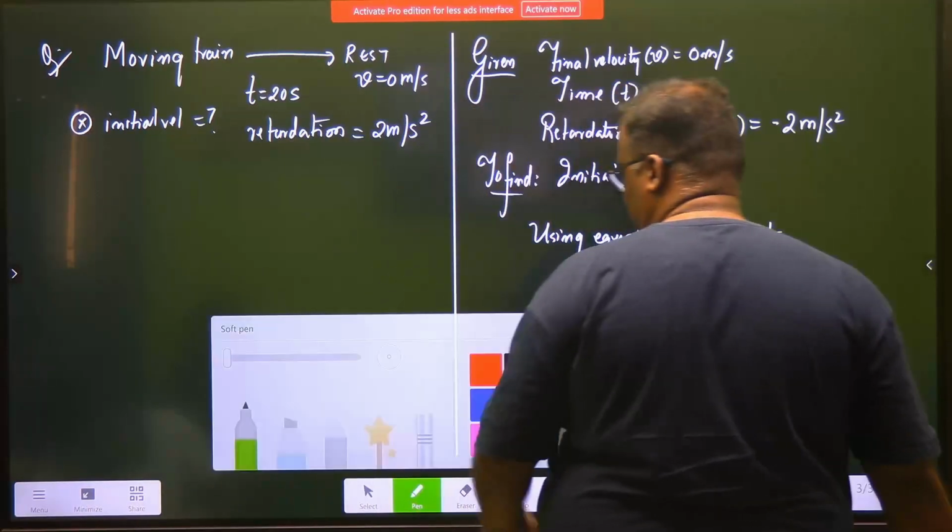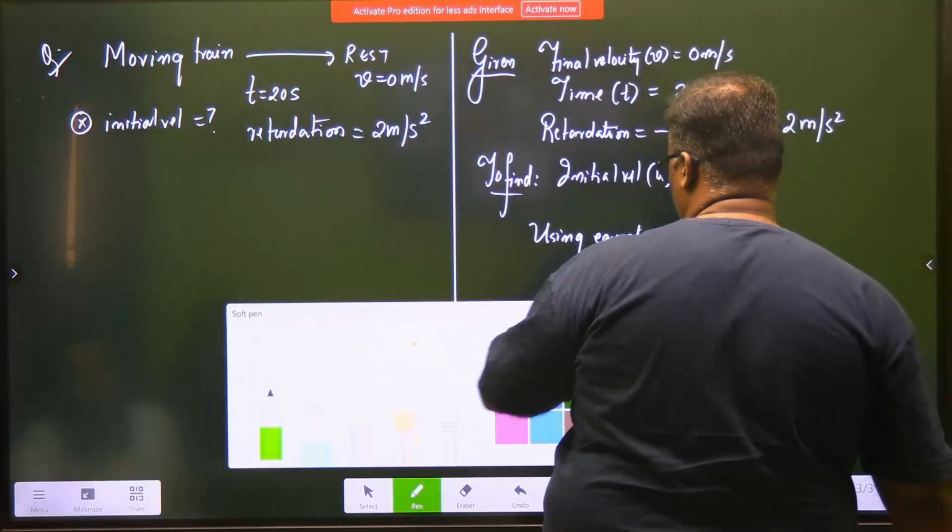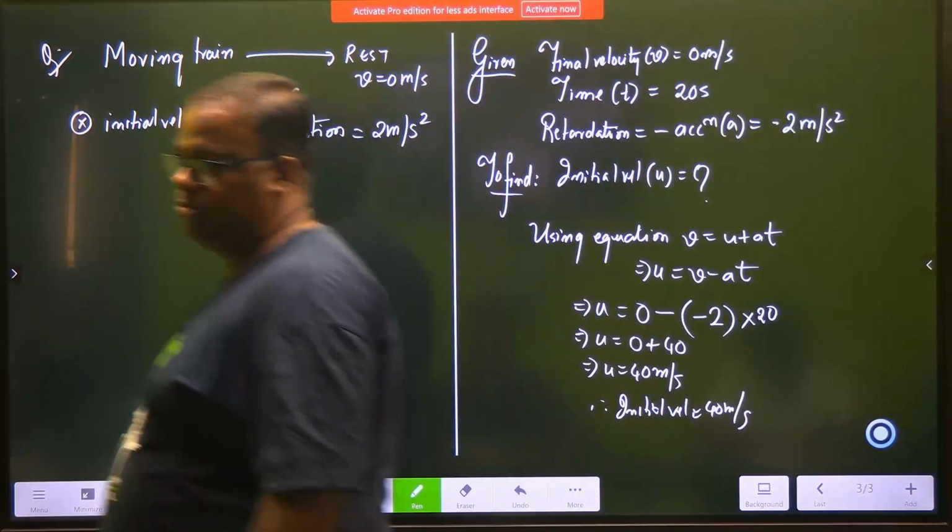Once you have done this, let's do some checks on this problem.